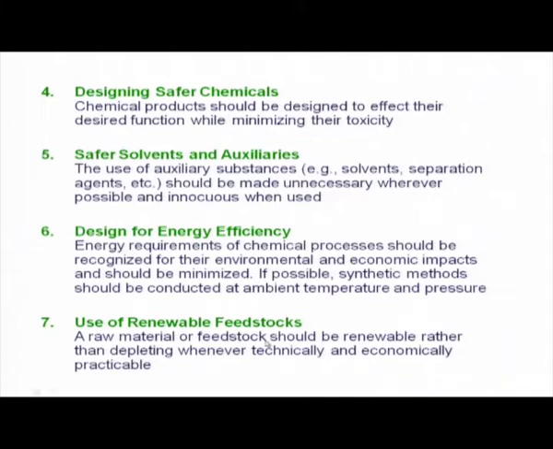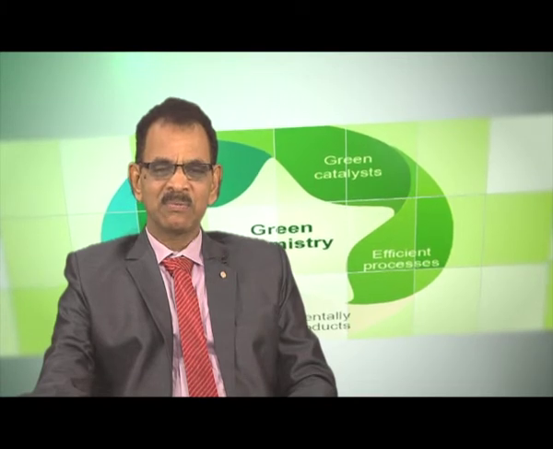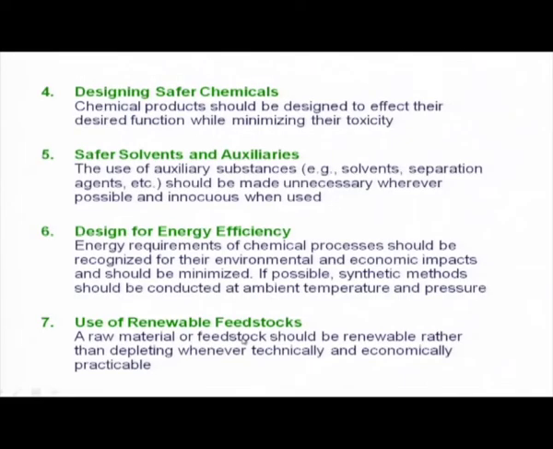Use of renewable feedstocks, that is the seventh principle. A raw material or feedstock should be renewable rather than depleting whenever technically and economically practicable. So, we have to go for renewable feedstock. All the reagents should come from a renewable source. Even in the prior one, energy also should come from a renewable source like solar, etc. So, that is one which will not harm the environment.